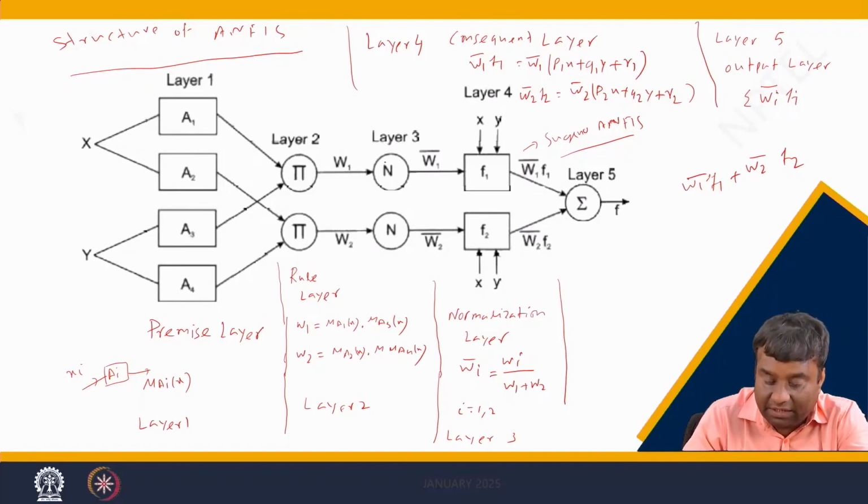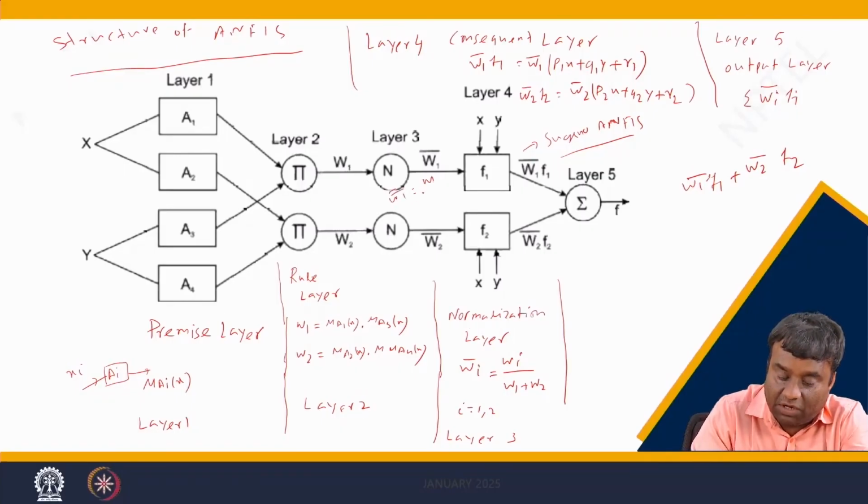In layer 3, we'll get the normalization value. So we'll get Wi bar equal to Wi by W1 plus W2. In this case, you will get W1 bar equal to W1 by W1 plus W2, and W2 bar equal to W2 divided by W1 plus W2. So this is W2.